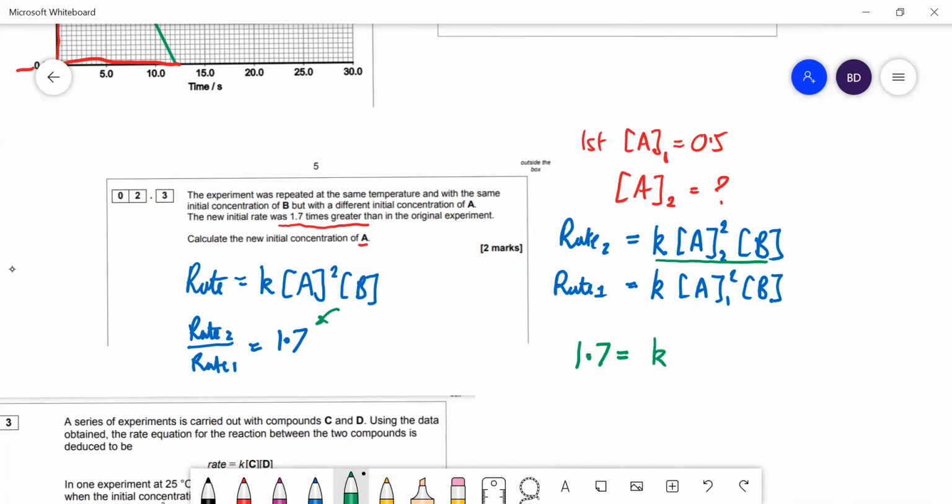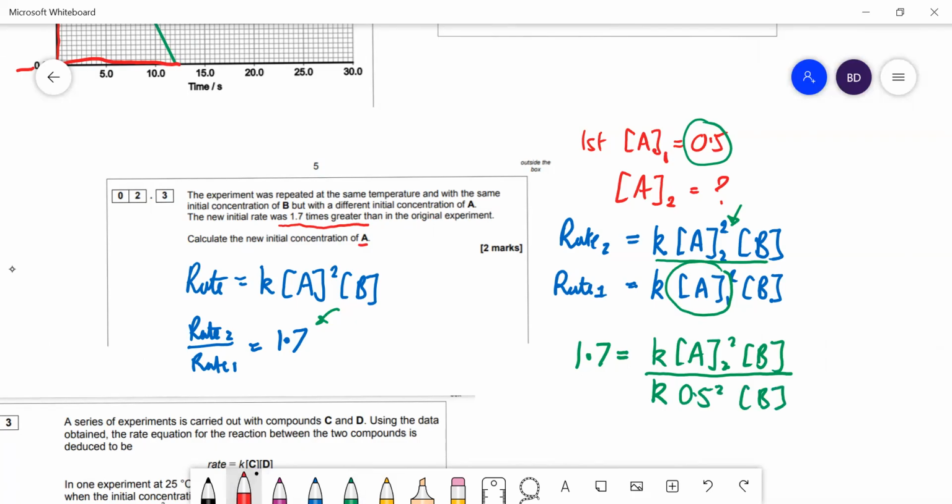is equal to K. Now, what is A2? We don't know. B. And then substitute in for the value of rate 1. So we get the rate constant. Now A1 was 0.05, it tells us there. So that's going to be 0.5 squared multiplied by the concentration of B. We can cancel a lot of this stuff out. So we get rid of the rate equations, get rid of the B's. And so we know there that 1.7 is equal to A2 squared over 0.5 squared.